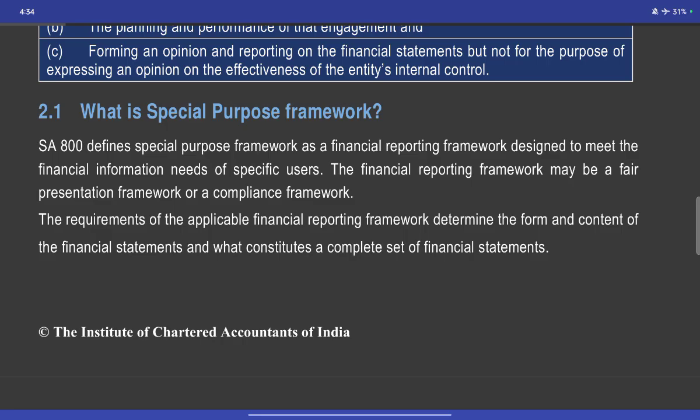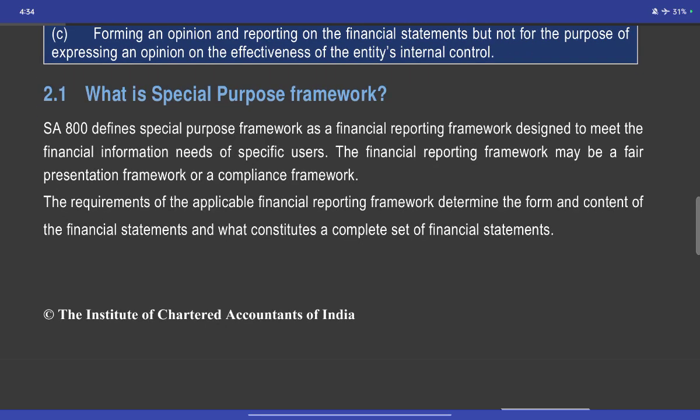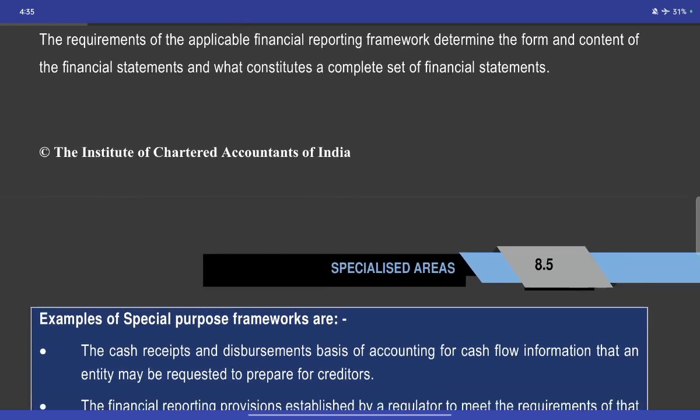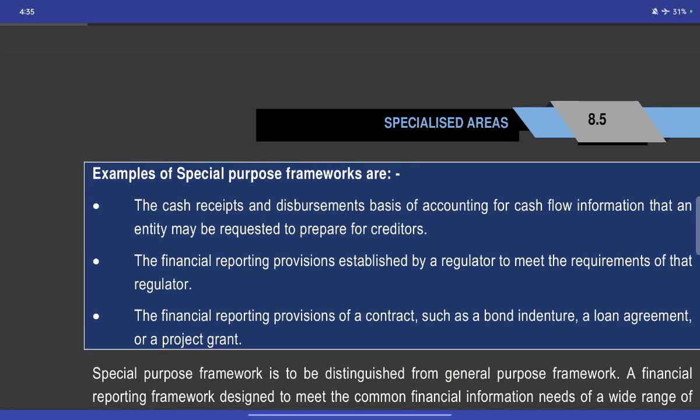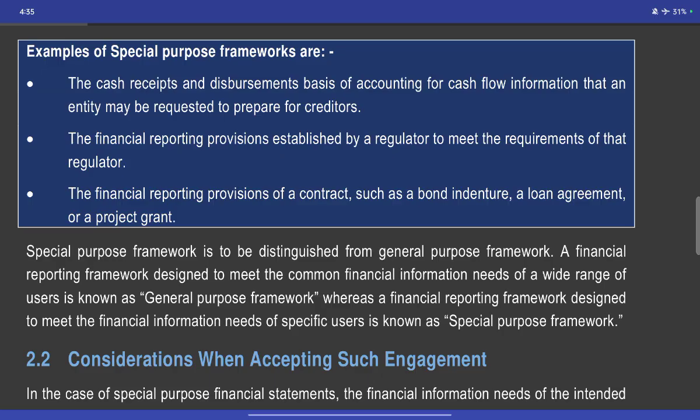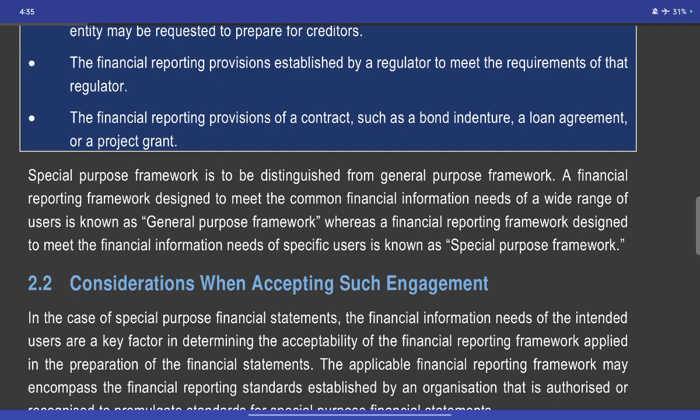What is a special purpose framework? SA 800 defines a special purpose framework as a financial reporting framework designed to meet the financial information needs of specific users. The financial reporting framework may be a fair presentation framework or a compliance framework. The requirements of the applicable financial reporting framework determine the form and content of the financial statements that will constitute a complete set of financial statements. For example, a special purpose framework may be the cash receipts or disbursements basis of accounting for cash flow information that the entity may be requested to prepare for creditors, a financial reporting provision established by a regulator to meet the requirements of the regulator, or the financial reporting provisions of a contract such as a bond, a debenture or a loan agreement.